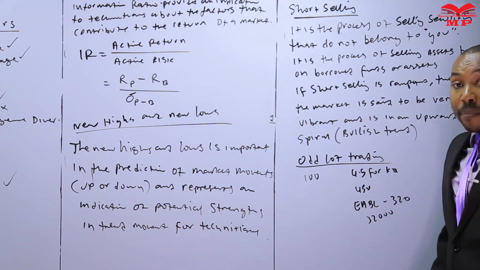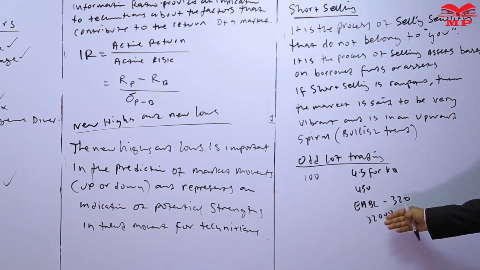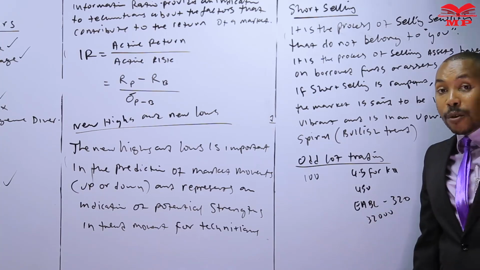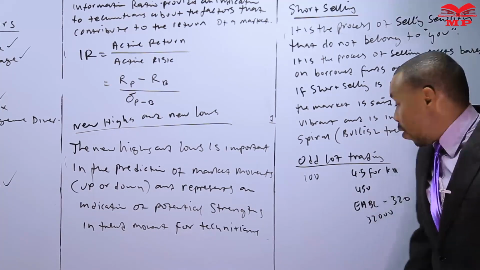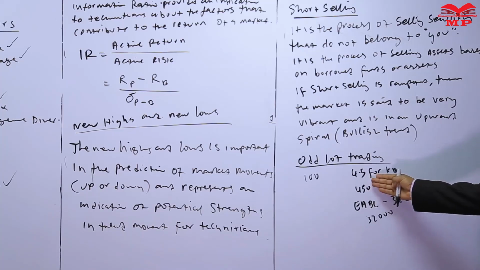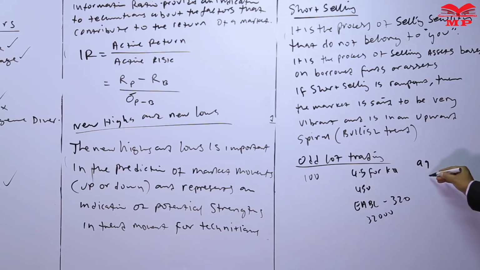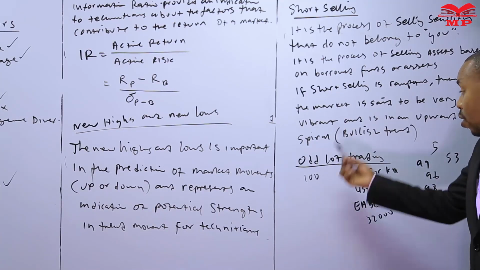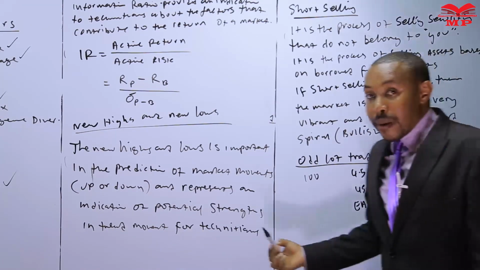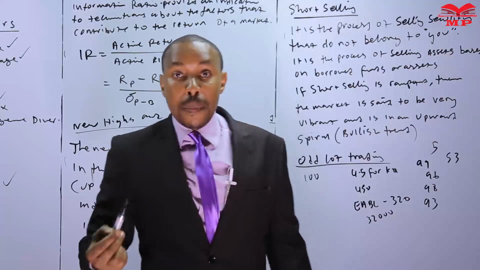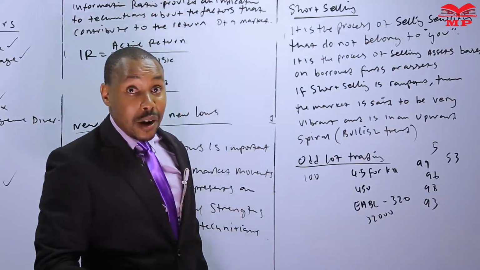There is another segment apart from this main market segment where you must buy in multiples of 100, which is the odd lot segment. The odd lot segment is where the shares are traded in multiples less than 100. You can find 99 shares, 96 shares, 98 shares, 93 shares, 53 shares, or even 5 shares actually traded in that market.